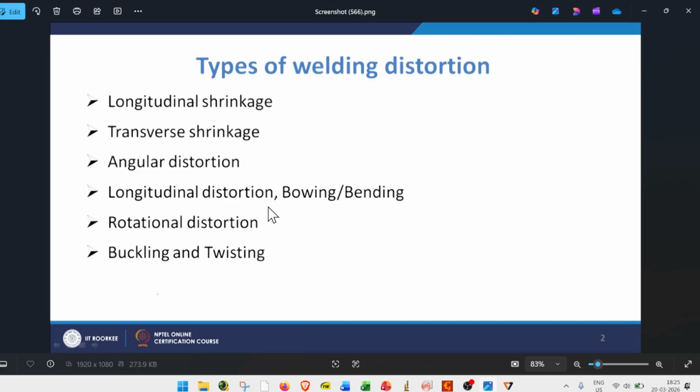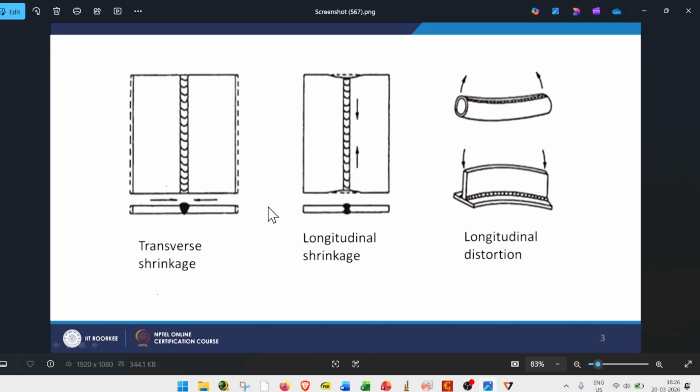Next, what types of welding distortions are there? Those are the longitudinal shrinking. Longitudinal shrinking means the shrinking happens in the length direction of the weld metal. And transverse shrinking happens in the cross-sectional way. Here you can see the longitudinal shrinking. This is the weld metal, so it is shrinking in this longitudinal direction. This is called longitudinal shrinking.